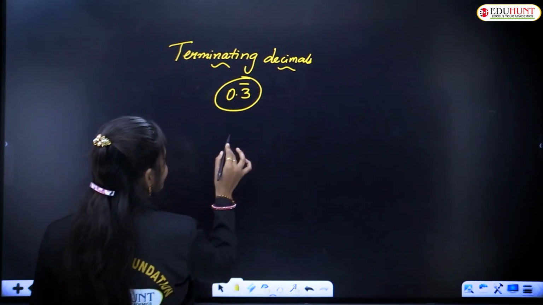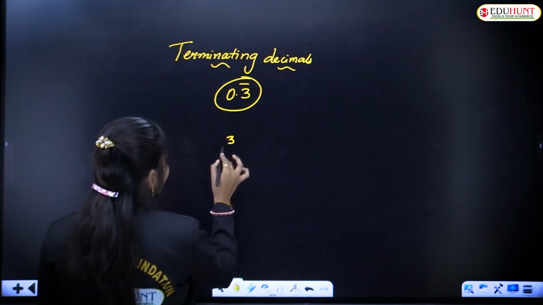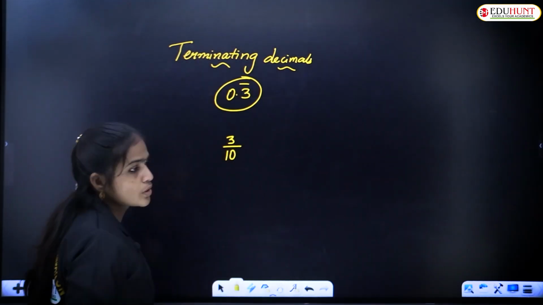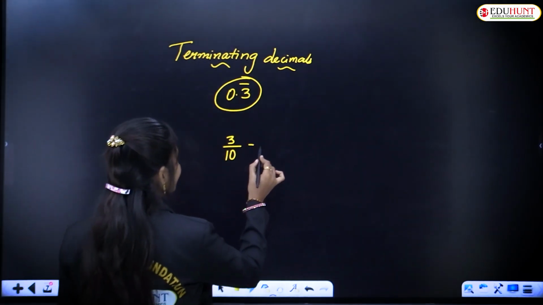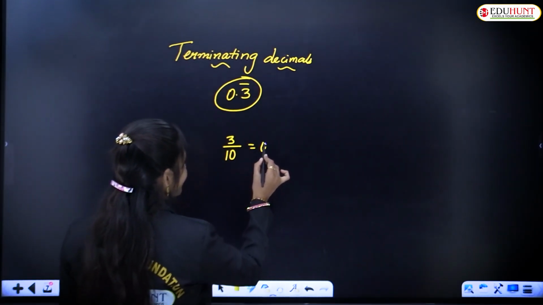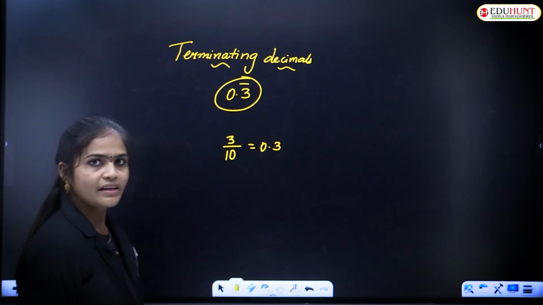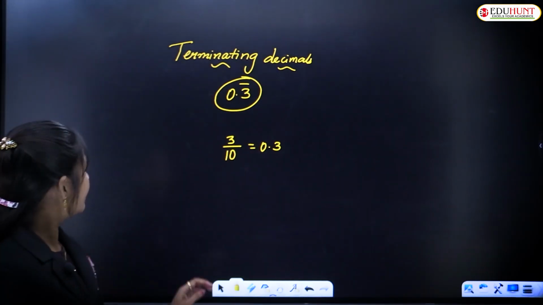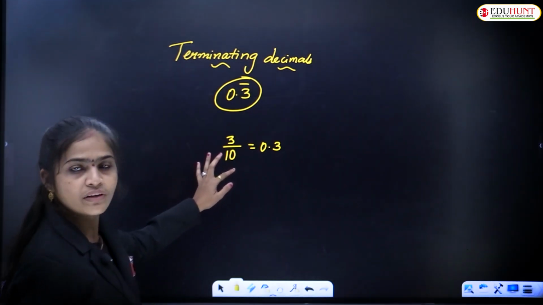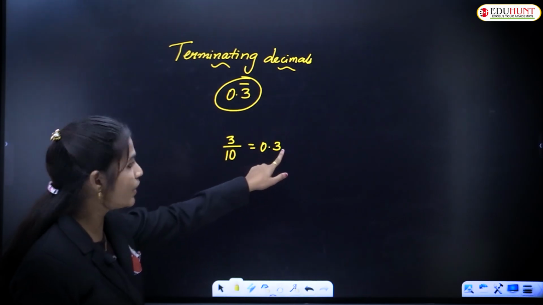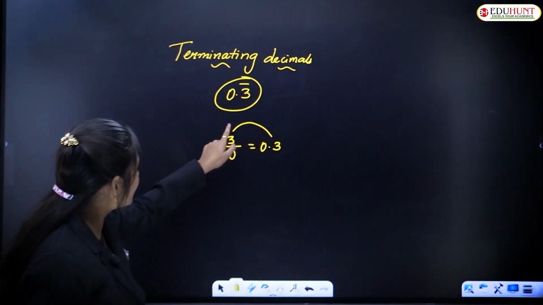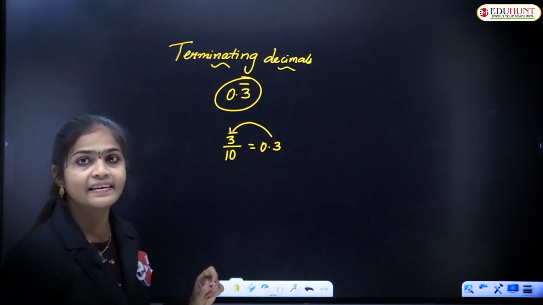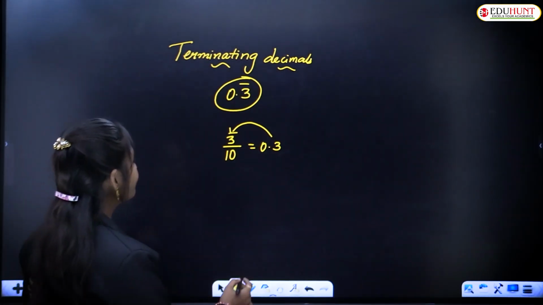Before that I am going to tell you, for example, 3 by 10 is there. How can we write this? 3 by 10 means 0.3. Shall we write like that? So we can write 3 by 10 as 0.3. So by converting that decimal into a fraction, is there a possibility or not? Possibility is there.